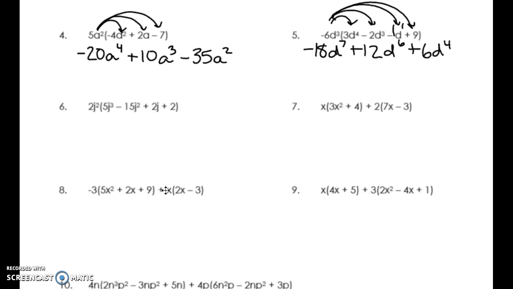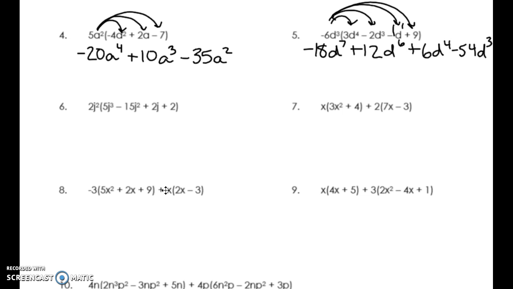Okay, then negative 6d to the third times 9, all you got to do is multiply the numbers. So negative 6 times 9 gives you negative 54, and then I tack on that d to the third. Okay, so far so good? Okay, I'm going to skip number 6, actually, because this gets a little mundane.